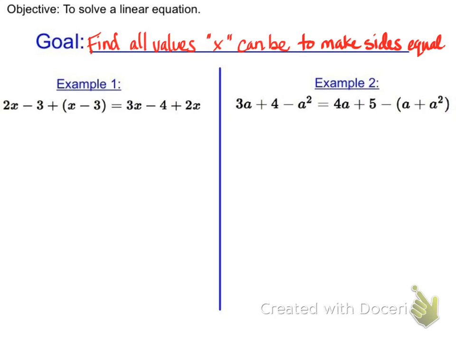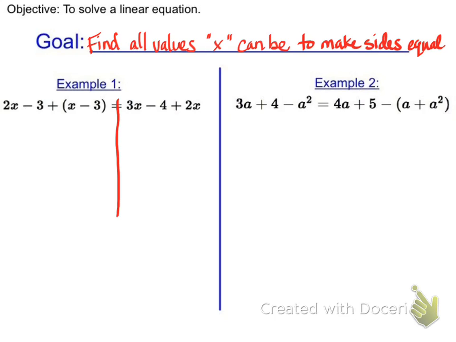Why I put x in quotes is because maybe the variable is y or a. So we're really finding all values for the variable that can make the sides equal. Sometimes there are many values, and we say things like all solutions, sometimes there's only one answer, and sometimes there's no solution. So we want to keep an eye out for those. Now let's take a look at the first example.